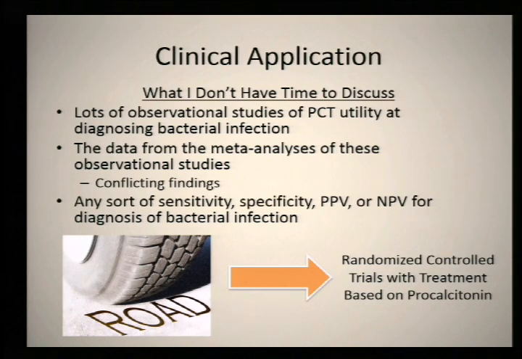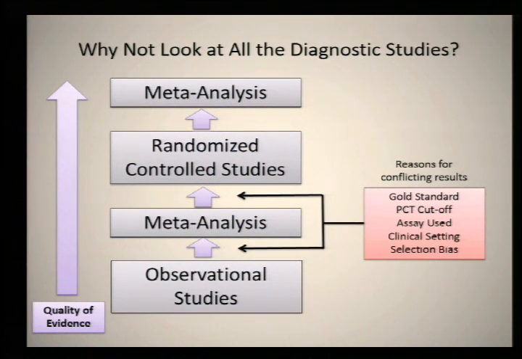Why is that? Because where does the rubber really meet the road? It's when we talk about what happens when we treat people using this. And so the levels of evidence, as I kind of think of them, is we do a bunch of observational studies and see how does procalcitonin perform in 100 people with bacterial infection and 1,000 people presenting to the ED with fever and things like that. And then we do some meta-analyses summarizing those.